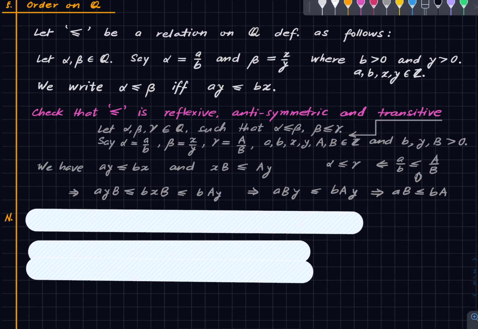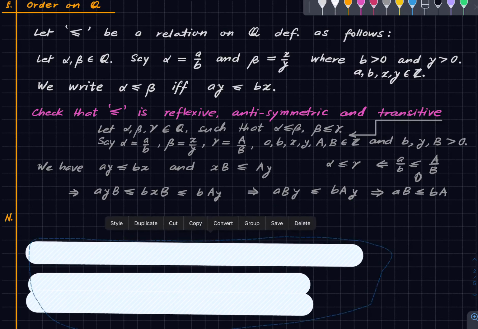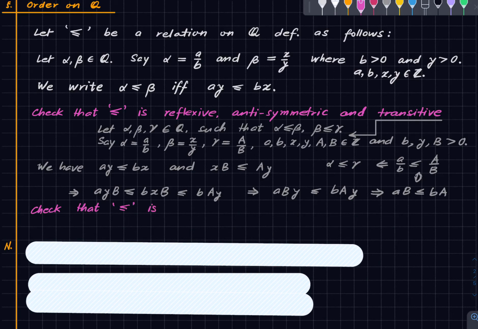So it's nothing, it's just some basic high school arithmetic. Okay, so I leave you to check reflexivity and antisymmetry. That is very, very simple. And I also want you to check that this is actually a total order. So this statement says that this is a partial order, but check that it is actually a total order, which is also a very, very trivial statement. So check that. This is a total order.